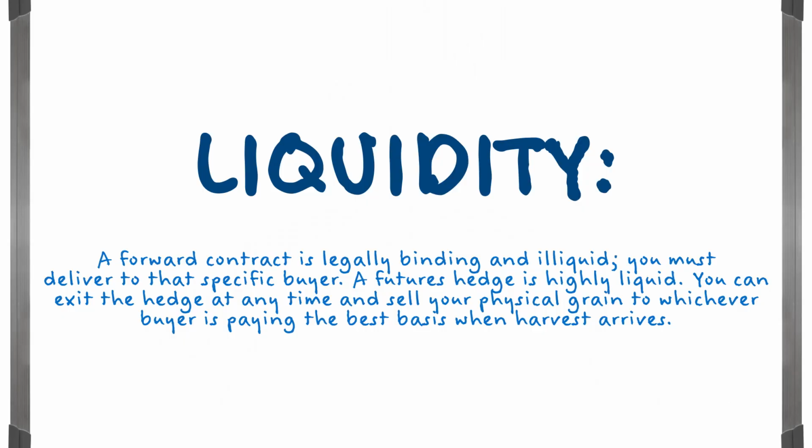To recap, there are three major differences to keep in mind. The first is liquidity. A forward contract is legally binding and illiquid. You must deliver to that specific buyer. A futures hedge is highly liquid, and you can exit that hedge at any time and sell your physical grain to whichever buyer is paying the best basis when harvest arrives.